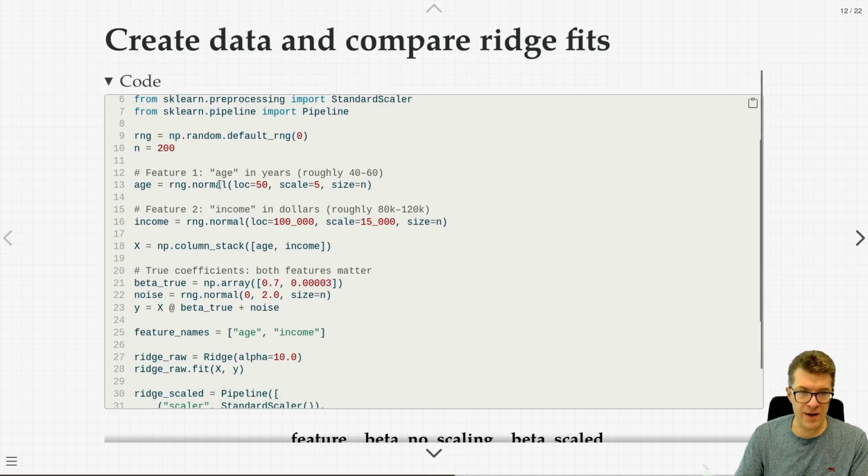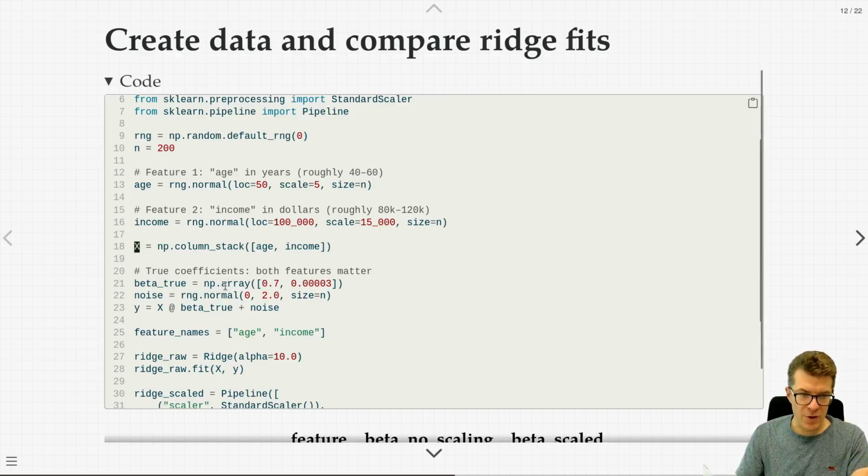We're going to have an age variable with average 50. Its standard deviation is 5. There's going to be n examples here, sampled from the normal distribution. We're going to produce income. The average is going to be $100,000, and the standard deviation is 15,000. It's also sampled from a normal distribution. This will just be put together in one big stack of our inputs x.